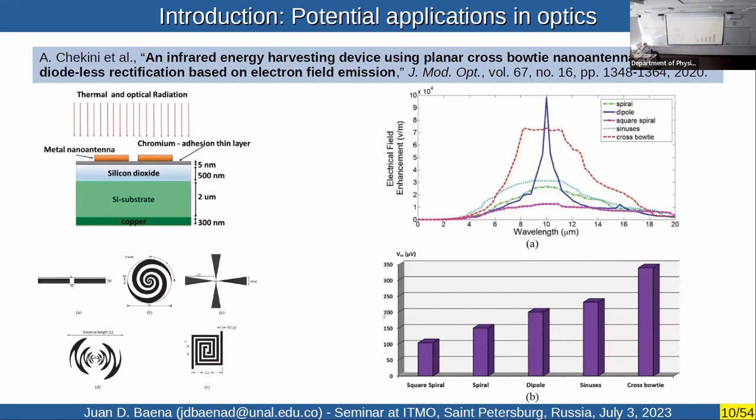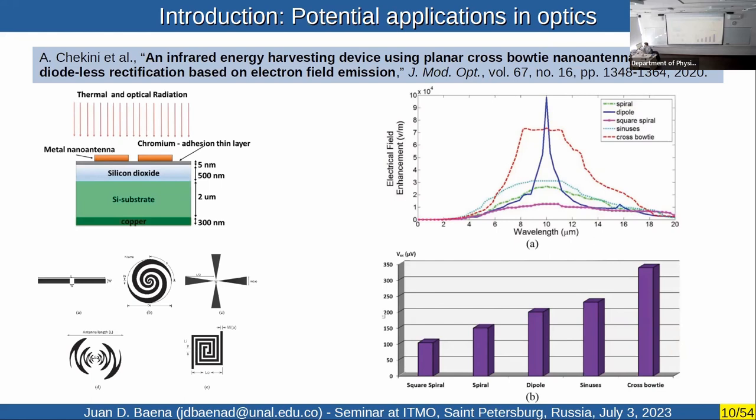Some of them are self-complementary, like this spiral, but the other ones are not self-complementary, like this one. In the case of the spiral, you see in this figure the electrical field enhancement. They are looking for a very high electrical field enhancement. In the case of the dipole, maybe you get the highest enhancement, but only for a narrow bandwidth. In the case of the spiral, it is not so high, but the bandwidth is bigger. Maybe this is connected with the idea that the input impedance may be more stable. Not exactly 188 ohms, but more stable.